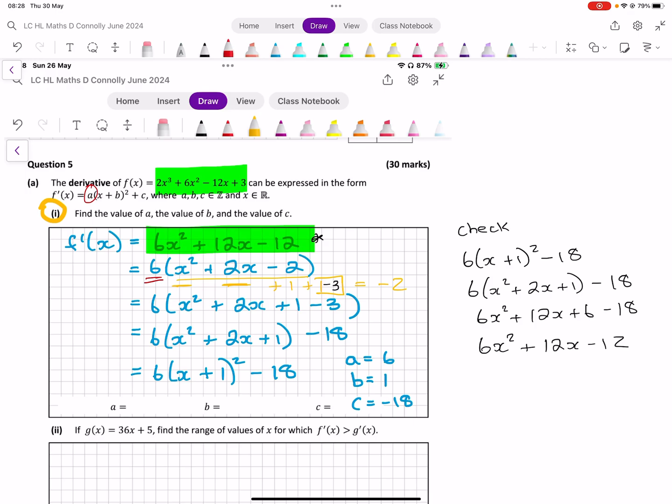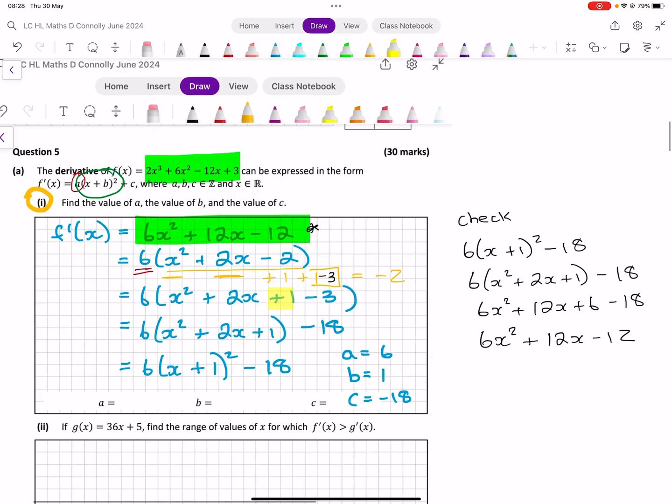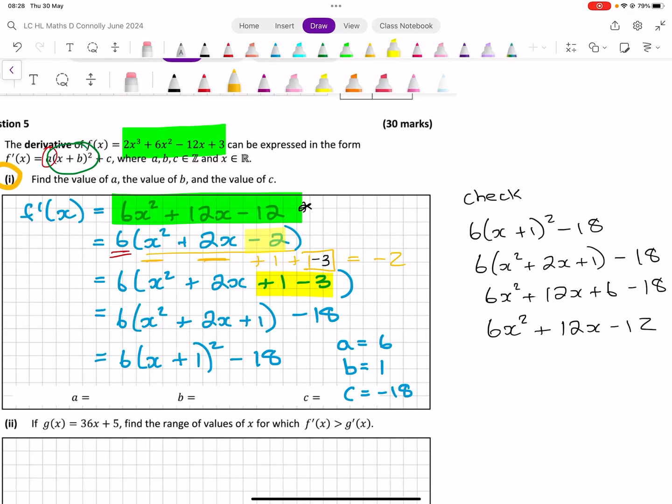Now, this line. Because of this bit here, I need what's in this bracket to be something squared, and it isn't. But if the -2 was a +1, then it would be something squared. But essentially, you can't just change the -2 to a +1, obviously. So what I did is I turned it into a little sum. So +1 minus 3 gives me my +1, but is still equal to -2.